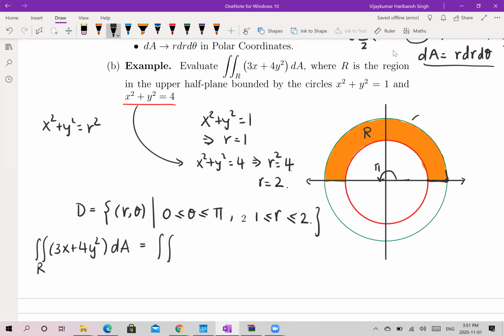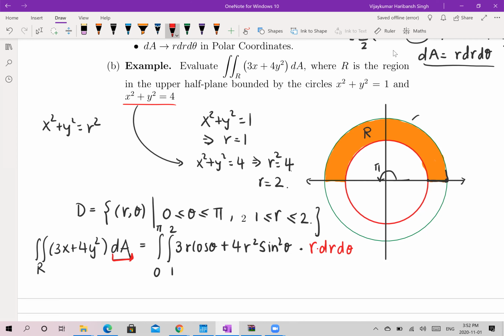So I'll use theta for, I'll choose to do r first. So r goes from 1 to 2, theta from 0 to pi. I have to replace x with r cosine theta, and then y will be 4 r square sine square theta, and then instead of dA we have r dr d theta. Yeah, so this is your dA, and dA gets replaced by that.